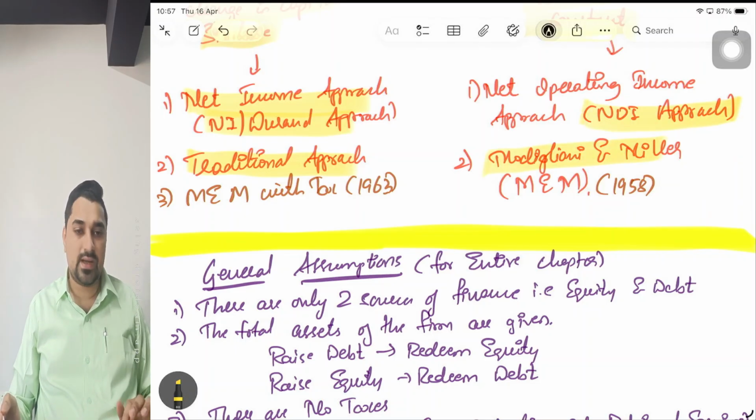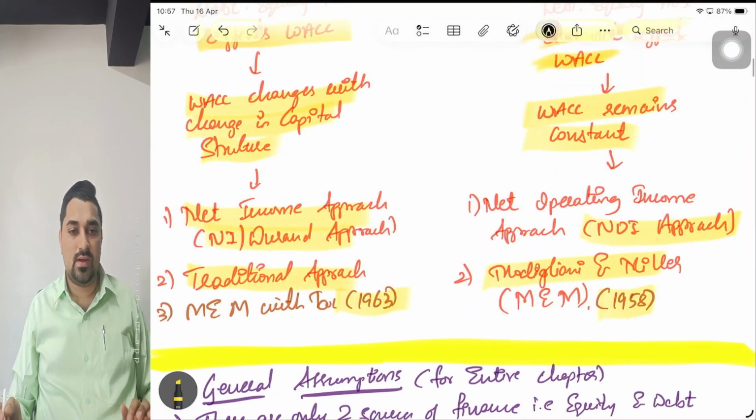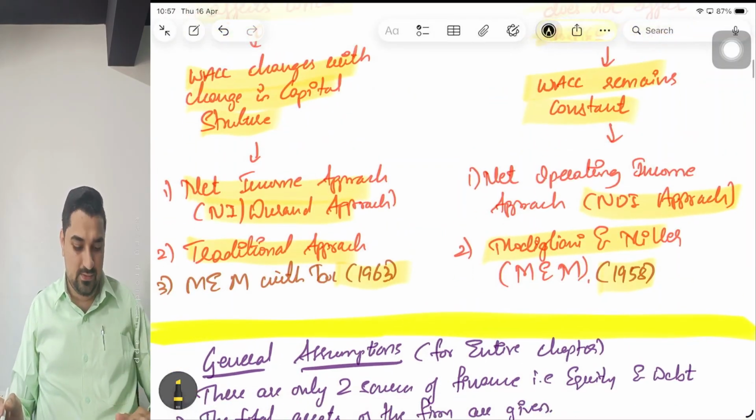If you see the third one, M&M without tax, M&M is there in capital structure relevance also, and capital structure irrelevance also. Earlier in 1958, he came up with the first approach, which was the capital structure irrelevance theory. Again, after facing criticism, he modified his approach in 1963. Then we have the M&M with tax approach. Yes. So in total, 4 plus 1, 5 we need to study.